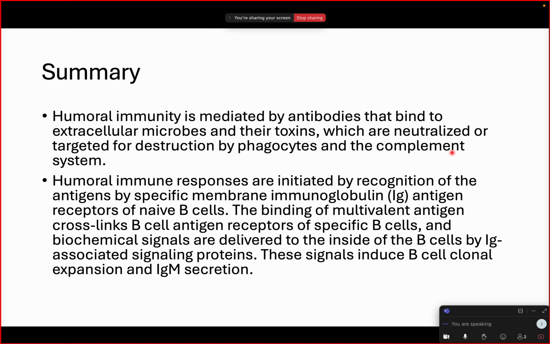Humoral immune responses are initiated by recognition of the antigens by specific membrane immunoglobulin, the antigen receptors of the naive B cell. The binding of multivalent antigen cross-links B cell antigen receptors of specific B cells, and biochemical signals are delivered to the inside of the B cell by Ig associated signaling proteins. So one such protein is ITAM. Remember, we discussed in the last class. These signals include B cell clonal expansion and IgM secretion.